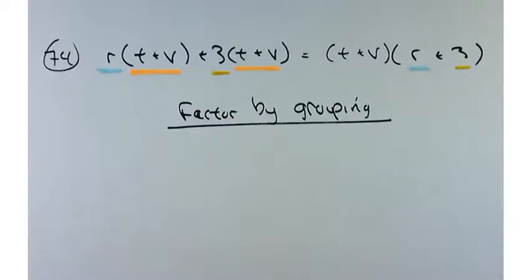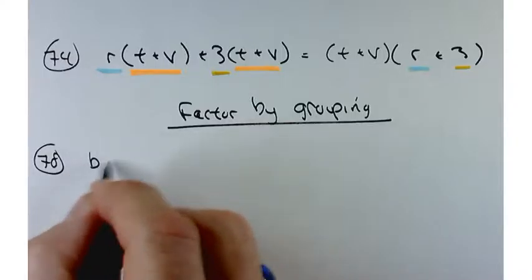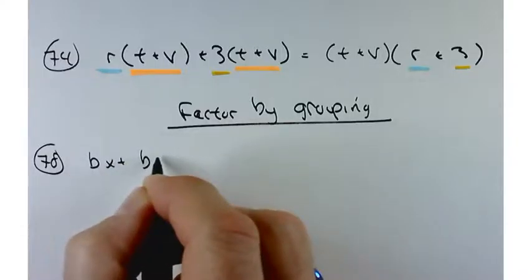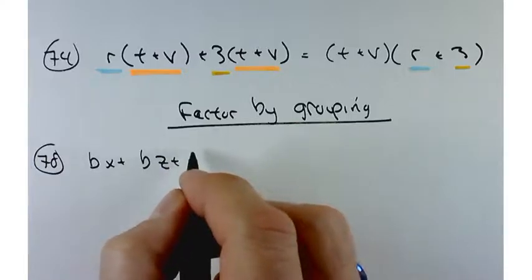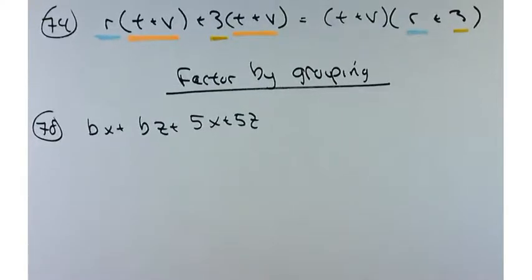This is something that you're going to try when you have 4 terms to factor. So an example of that would be problem number 78. Bx plus bz plus 5x plus 5z. Now the first thing you should always do when you're trying to factor something is look for and factor out any GCF. Is there a GCF here? Is there a greatest common factor that's common to all 4 of these terms?